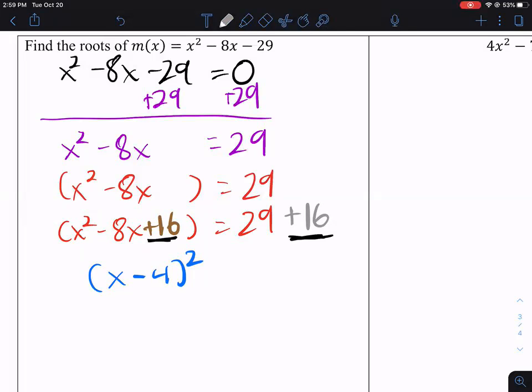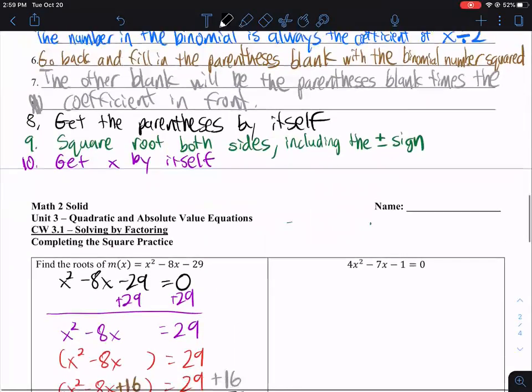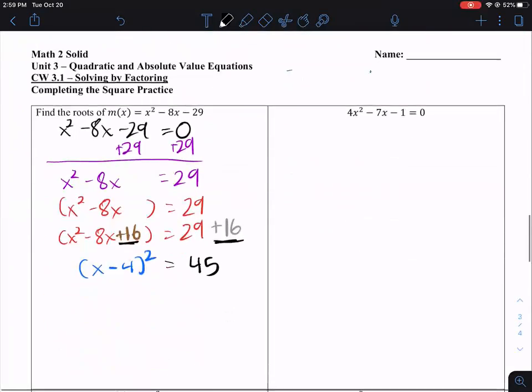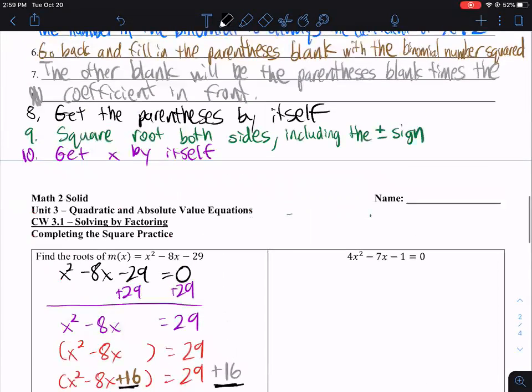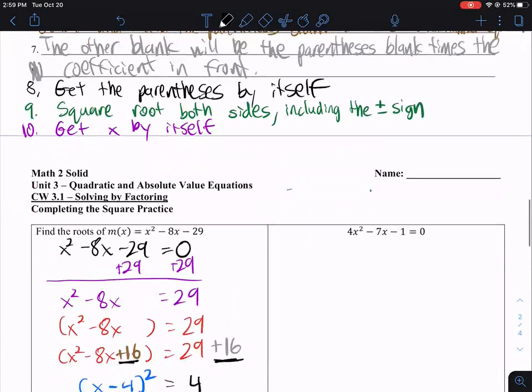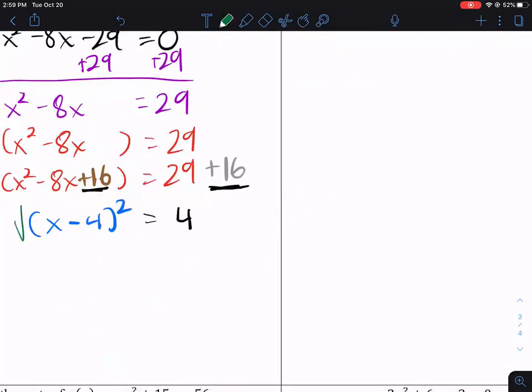Okay, so now I can combine up the right side. 29 plus 16 is 45. Okay, so step 8, get the parentheses by itself. Well, luckily here, because there's nothing in front, the parentheses is already by itself. Okay, so I get to skip step 8. Step 9, square root both sides, including the plus and minus. Sorry, that's 45, not 4.